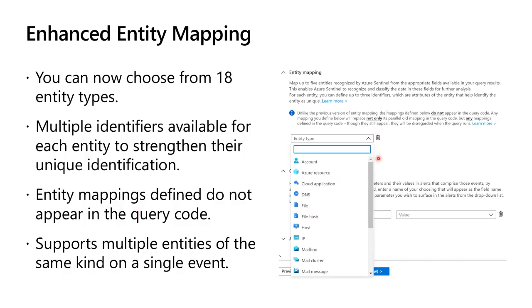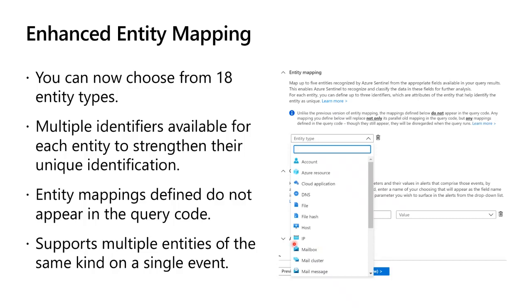So now the new entity type will not update the query. And also, it supports multiple entities of the same kind on a single event. What does that mean? For example, if you are monitoring events, let's say in my events, I might have the source IP and also the destination IP. So I can use this IP entity to map one for the source IP, and I can create another entity mapping to map the destination IP.